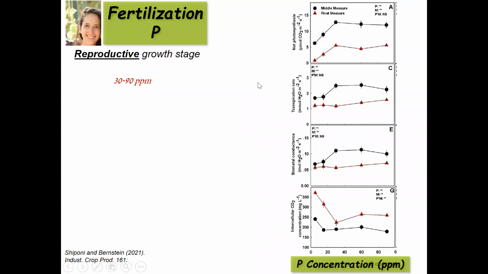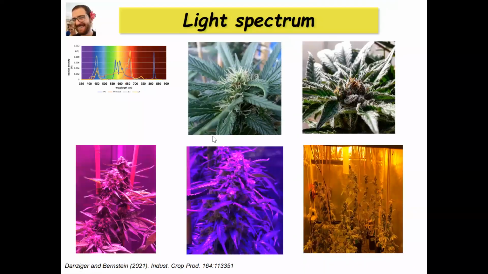I think I'll just show this very briefly. When we look at parameters of plant function, for example photosynthesis, which would be lower under the deficiency condition, across the whole range of 30 to 90 we see the same rate of photosynthesis, the same rate of transpiration, the same rate of stomatal conductance. That means that in terms of plant function, there's no reason to go above those concentrations. I want to show some of our results for light, and then I will finish with talking about plant structure. So what about light?